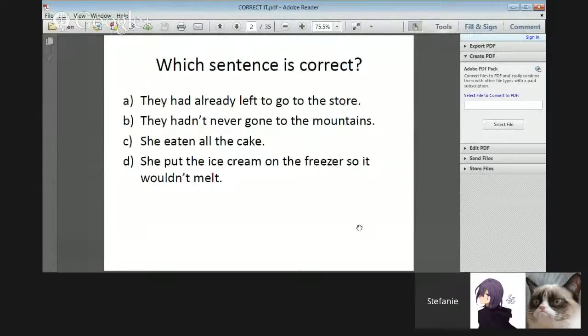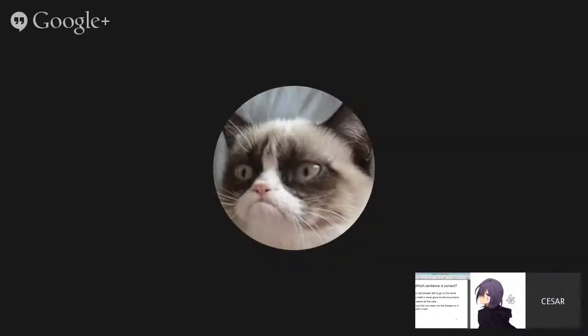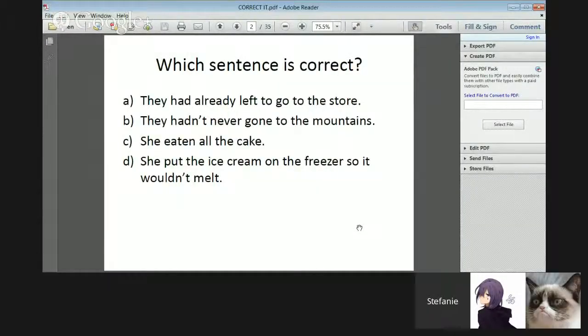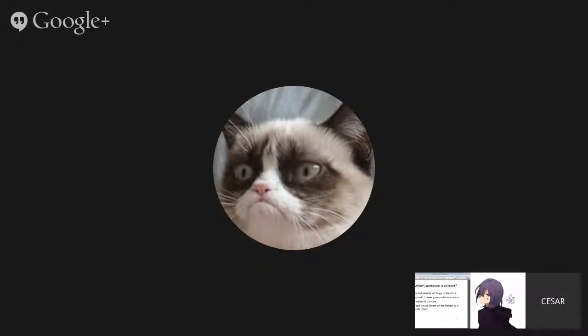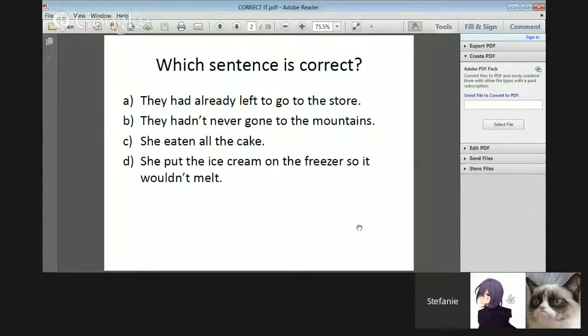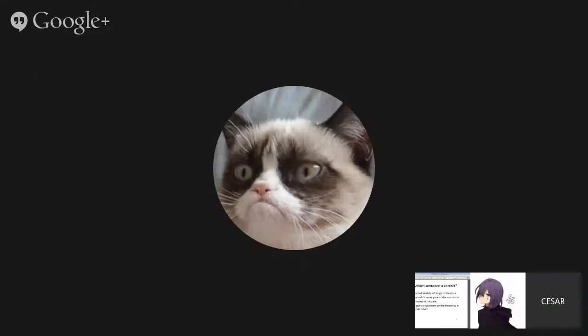Okay, so Caesar, which sentence is correct? They had already left to go to the store. They hadn't never gone to the mountains. She eaten all the cake. She put the ice in the fridge so it wouldn't melt. Is there only one sentence? No, there are four sentences, but only one of them is correct. Which one is the correct sentence?